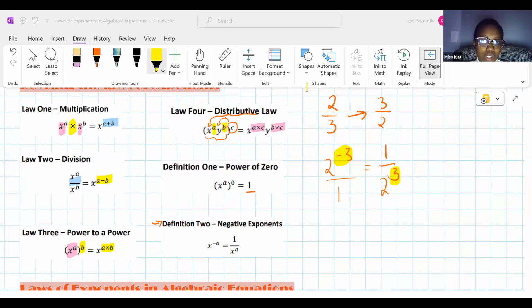We want positive exponents. There we go. We want positive exponents. So you do the reciprocal and you will have a positive exponent.